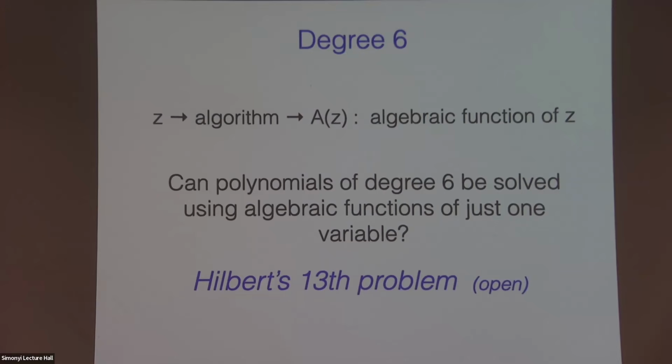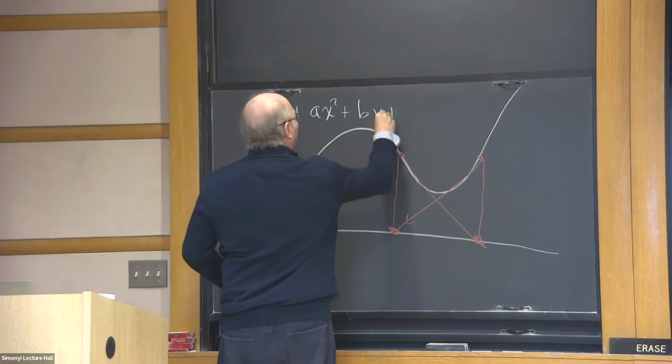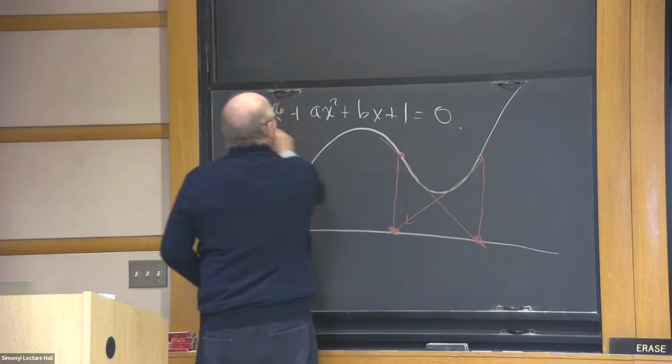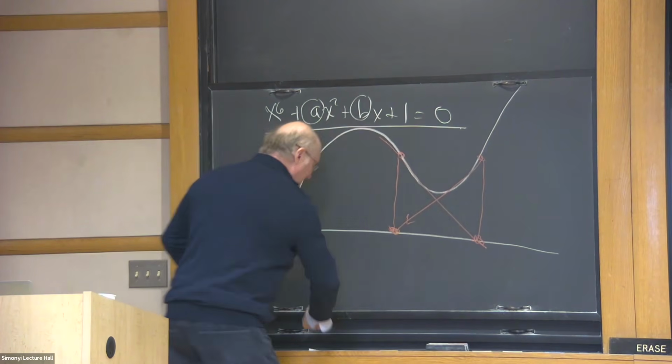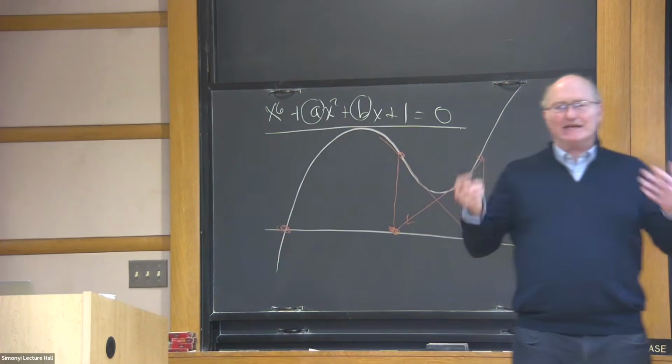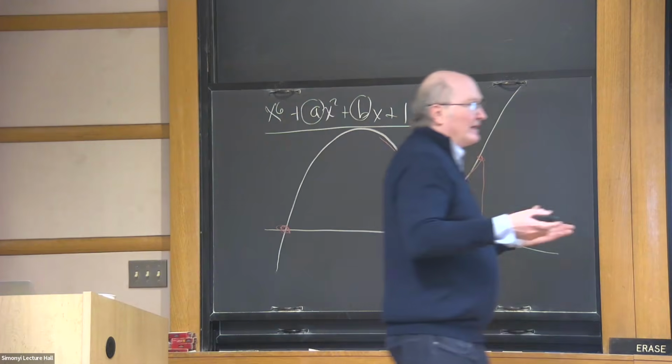And for degree 6, there is no corresponding function, and I think it's widely believed not to exist. To put it differently, if you take the polynomial x to the 6th plus, let's say, ax squared plus bx plus 1, the roots of this polynomial are somehow essentially two variable functions of these coefficients a and b. They cannot be expressed as compositions of algebraic functions of one variable. So it's really a fundamental problem.